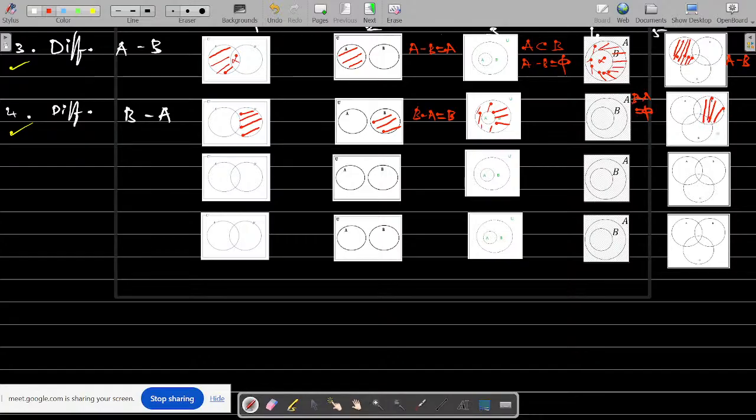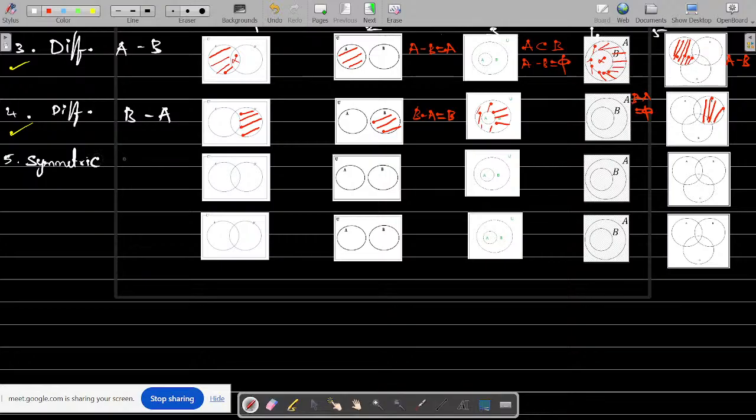Okay. Shall I go for the next set? So that's about difference now. So next set, let me discuss here itself. What's the name of the operation? Symmetric difference. What do you mean by symmetric difference?